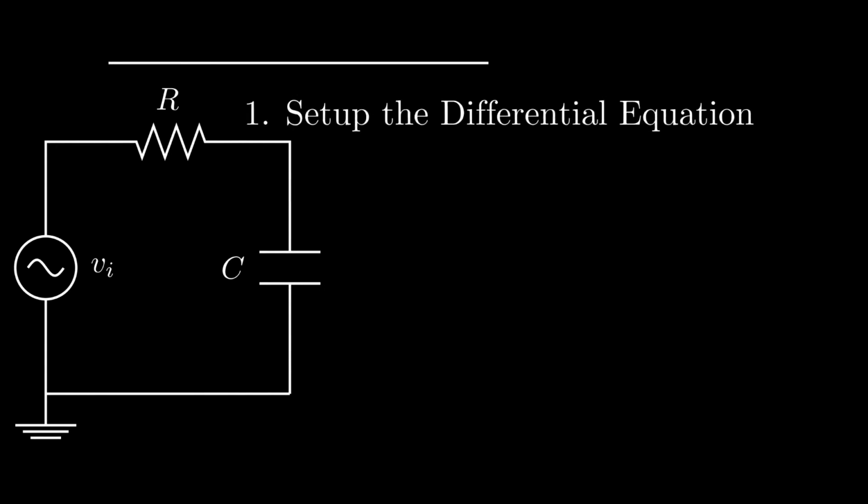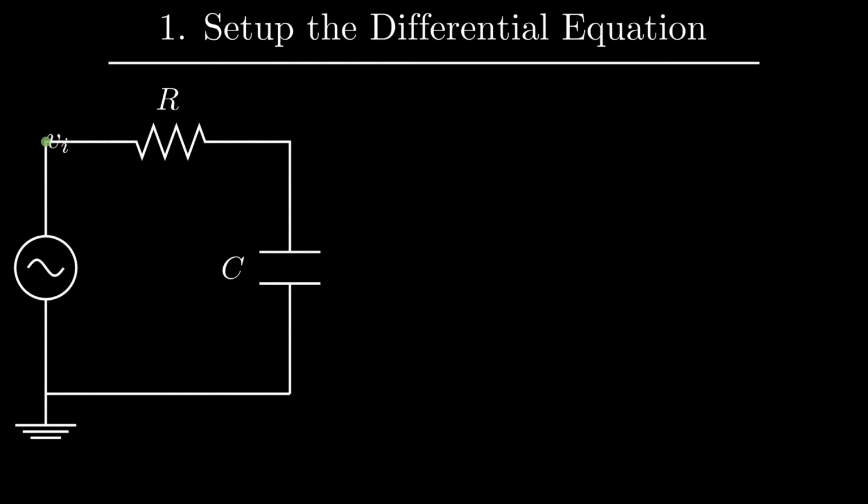Step 1. Setting up the differential equation. There are 2 nodes. The one on the left is the input node, and the node voltage is just the source voltage Vi. And the one on the right is the output node, and the node voltage is just the voltage across the capacitor. So we are effectively finding the voltage across a capacitor in response to a sinusoidal excitation.